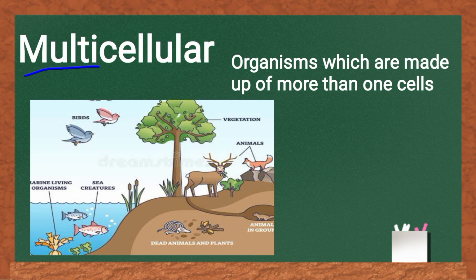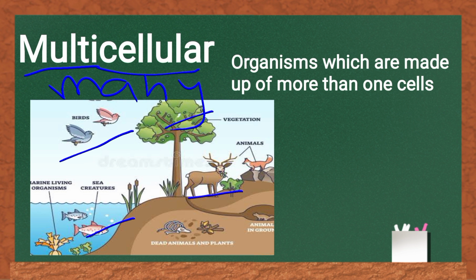Multi. Here multi means many, and cellular is derived from the word cell. So those organisms which are made of more than one cell, they are made up of many cells. Here you can see examples: the bird, trees, animals, fishes, all these organisms are made up of more than one cell. Second thing which is very necessary to keep in your mind, it's not necessary that all multicellular organisms can be seen by the naked eye. There are some multicellular organisms, for example organisms which are made up of only two cells, but we cannot see them with the naked eye. One example is fungi, like mucor.